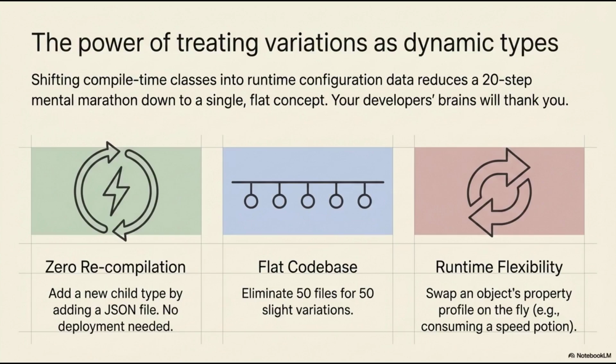Finally, we gain incredible runtime flexibility. This allows us to swap an object's property profile on the fly. Think of it like a video game character consuming a speed potion, instantly altering its attributes without any code changes or restarts. This adaptability is invaluable for dynamic and evolving systems.